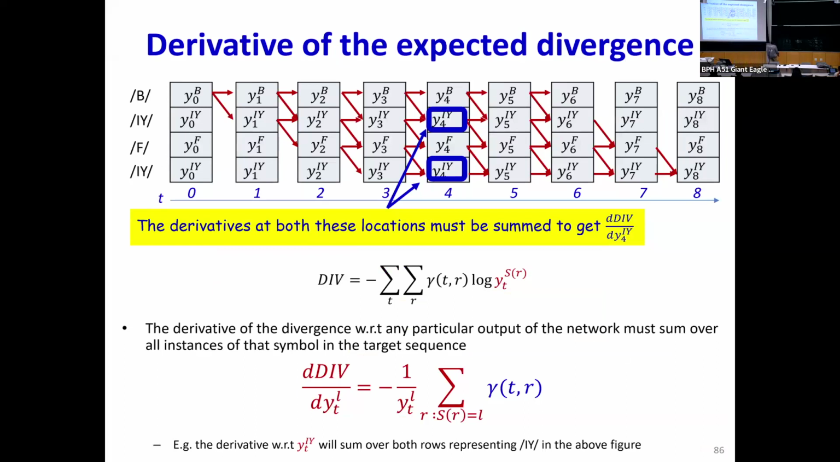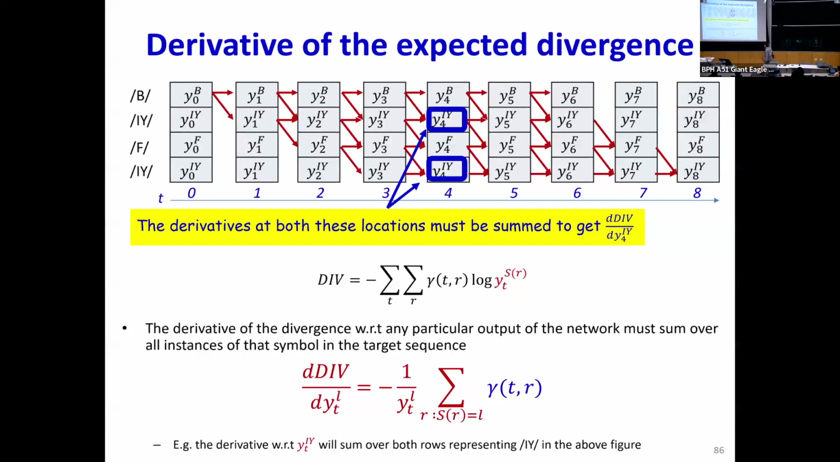So if I want the derivative of the divergence with respect to the output of the network at each time, firstly, the derivative is going to be 0 for any element which doesn't appear in the graph. For the elements that do appear in the graph, I'm going to go over all the nodes where that element appears, and I'm just going to be summing up gamma divided by y over those nodes.